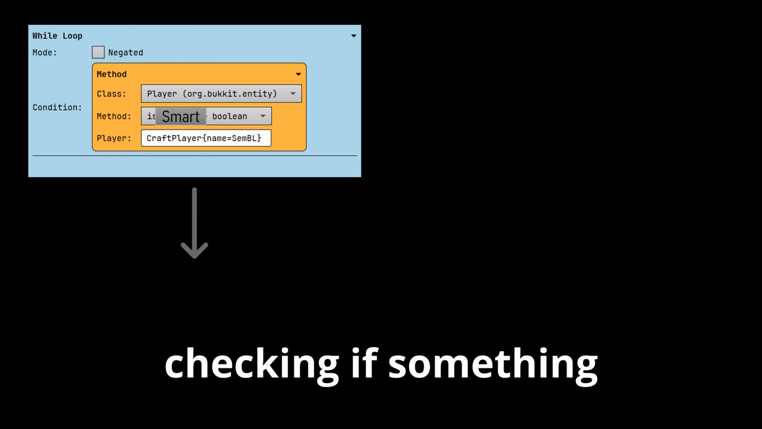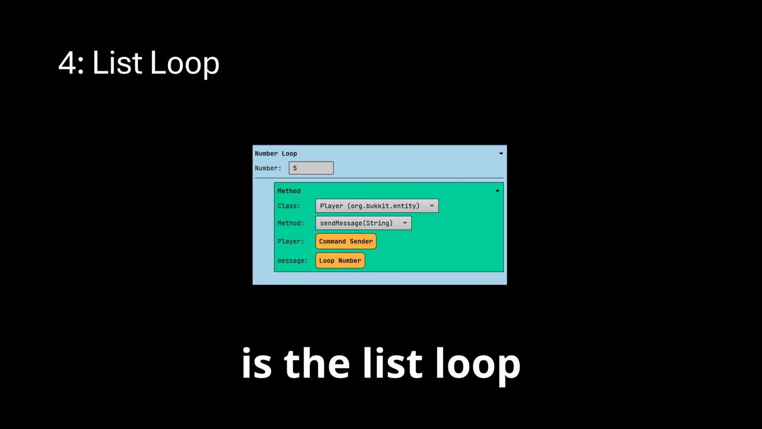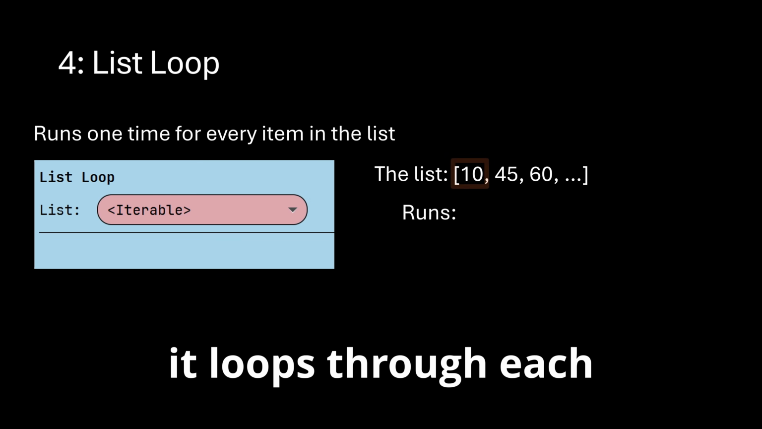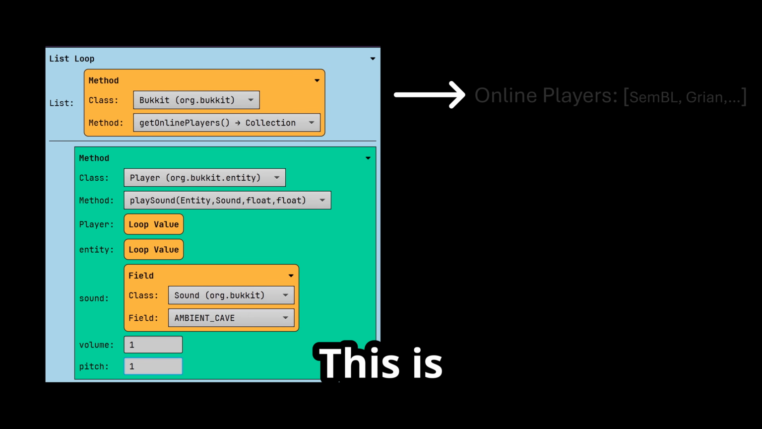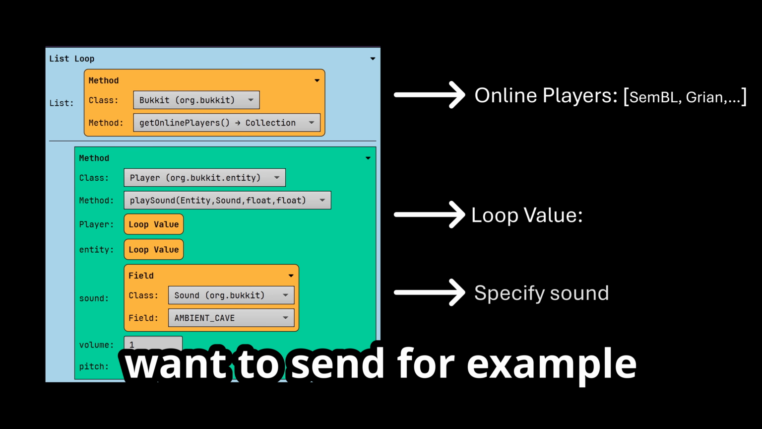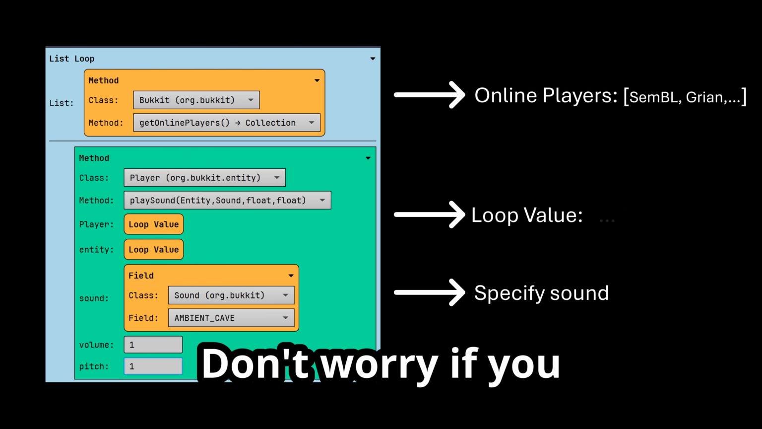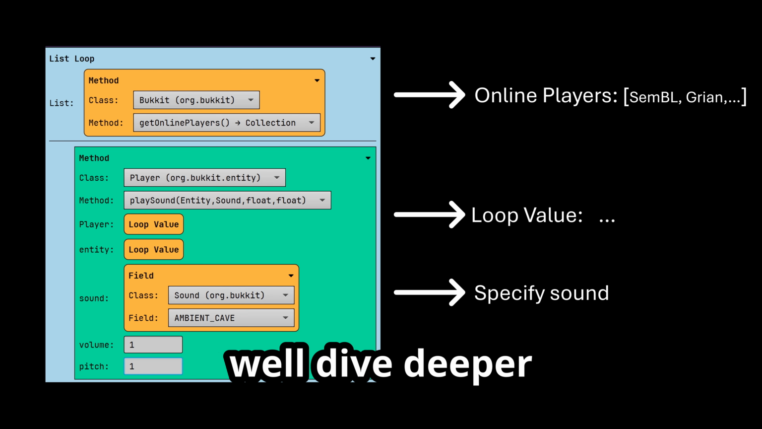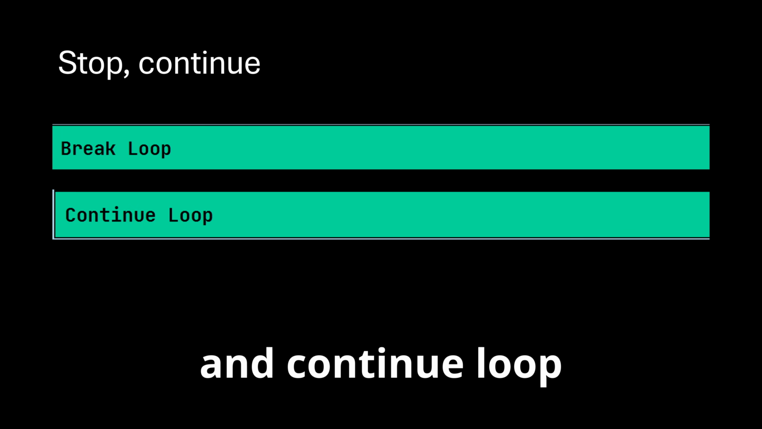Super useful for checking if something isn't something. 4th on the list is the list loop. Instead of looping a set number of times, it loops through each item of the list and stores it in the loop value. This is very handy if you want to send, for example, a title to all the online players. Don't worry if you don't fully get lists yet, we'll dive deeper into those soon. To stop or continue these types of loops, we use break loop and continue loop.